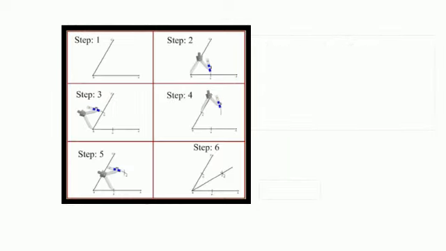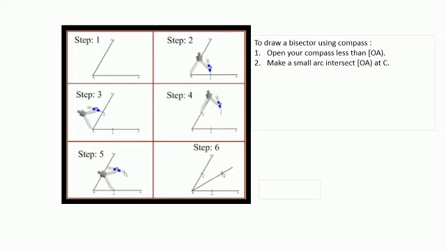Let's start by drawing a bisector using the compass. To draw a bisector using the compass, what is the compass over here? This is the compass. In step 1, we will open our compass in a way that it is less than OA. This is the OA. Our compass must be smaller than the segment OA. Step 2, make a small arc over here.